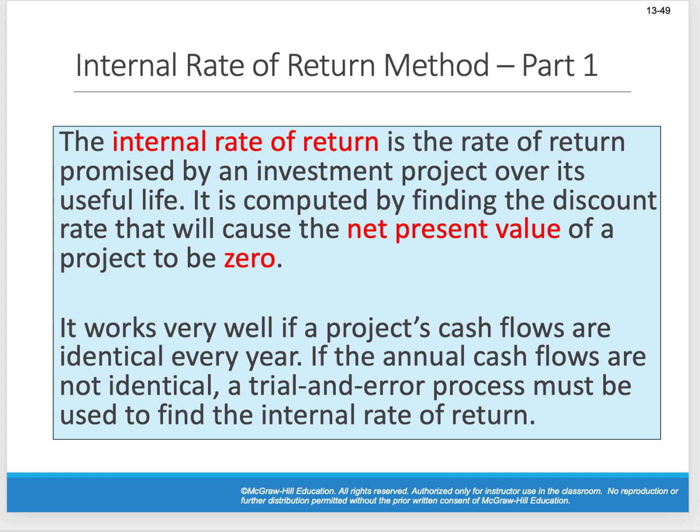When we're looking at the project's cash flow and they're identical each year, that's huge. That helps us out tremendously. It makes it a lot easier for us to figure out what the IRR is. If annual cash flows are uneven, meaning they're not identical throughout the years, we have to use a trial and error process, unless you have a financial calculator or you use Excel.